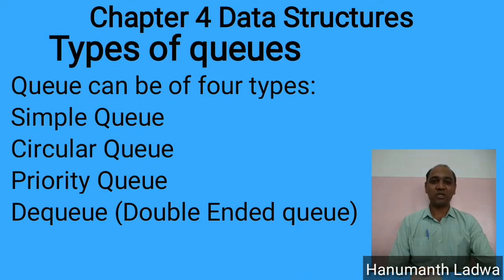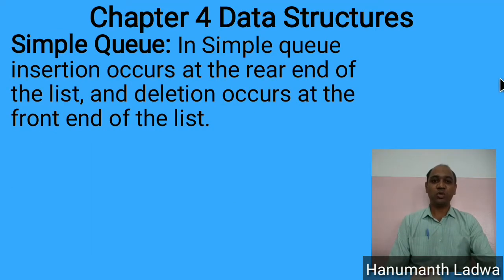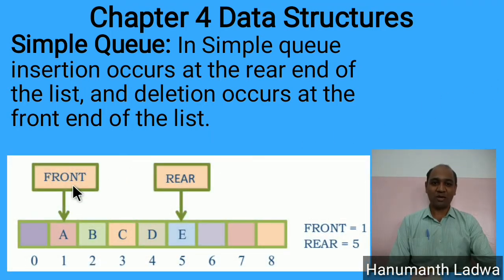Let us continue with the first one, the simple queue. In a simple queue, insertion occurs at the rear end of the list and deletion occurs at the front end of the list. So let us see how exactly the insertion and deletion of an item takes place in a simple queue. Here you can see the diagram. We have a pointer called front which is pointing to the alphabet A, and one more pointer called rear which is pointing to E. So that is the rear end of the array. Here we are going to insert elements from the rear end and remove elements from the front end of the queue.